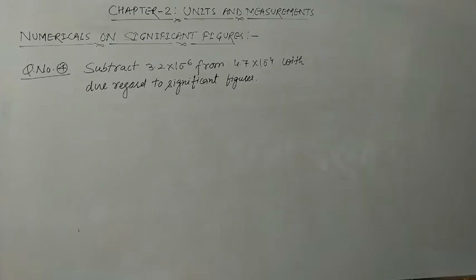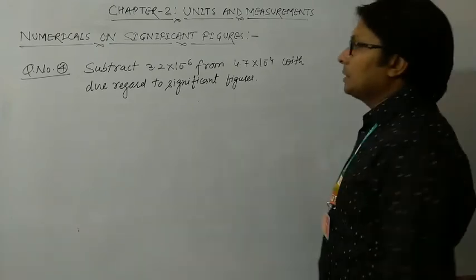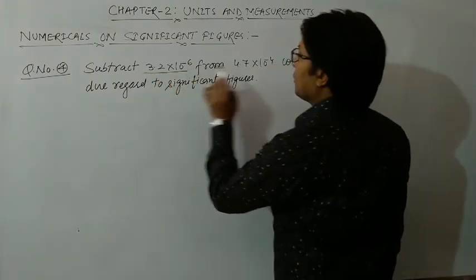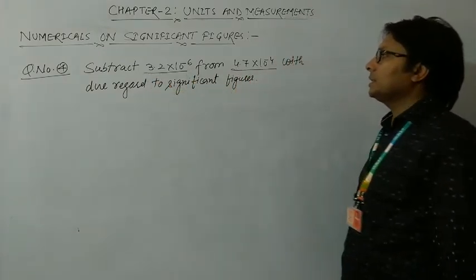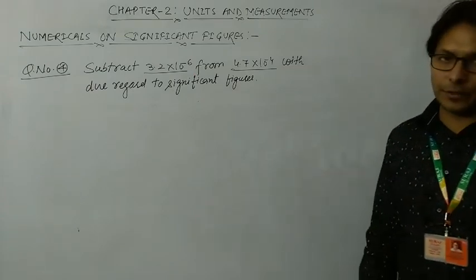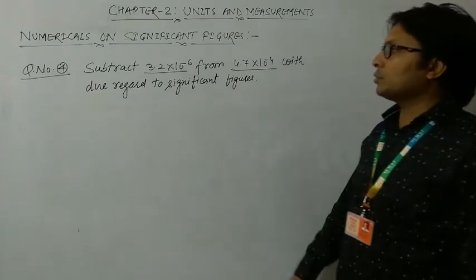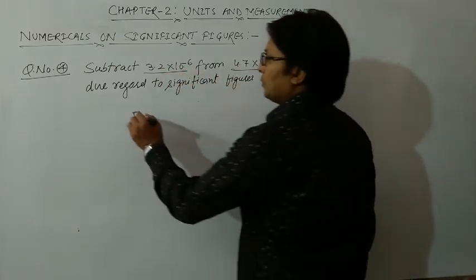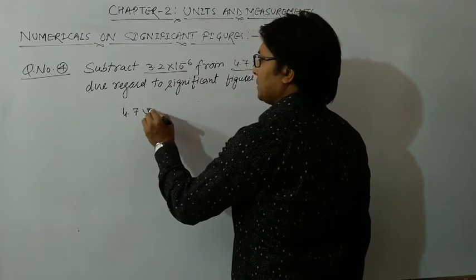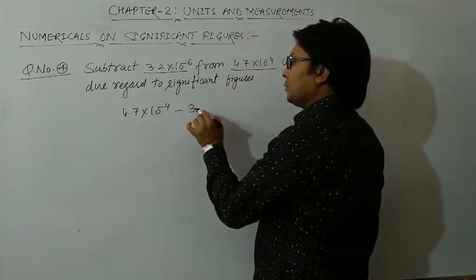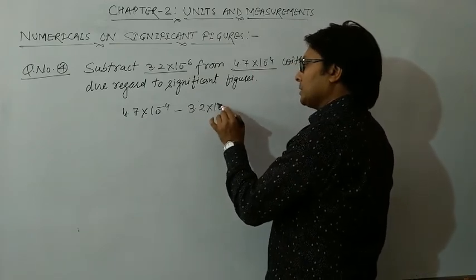So now we are moving on to question number 4. Subtract 3.2 into 10 raised to minus 6 from 4.7 into 10 raised to minus 4 with due regard to significant figures. So we have to subtract this from this: 4.7 into 10 minus 4 minus 3.2 into 10 minus 6.